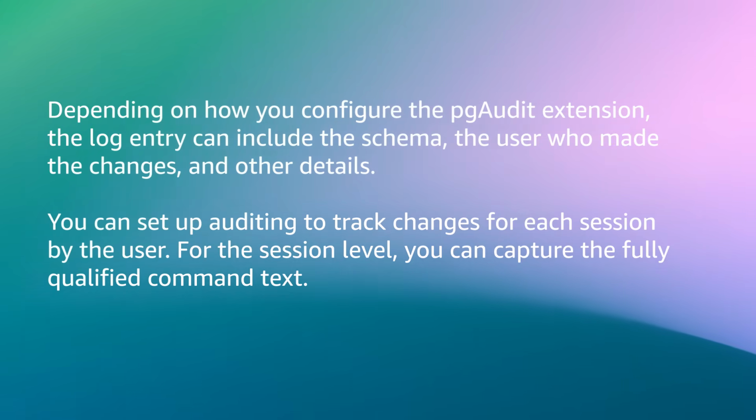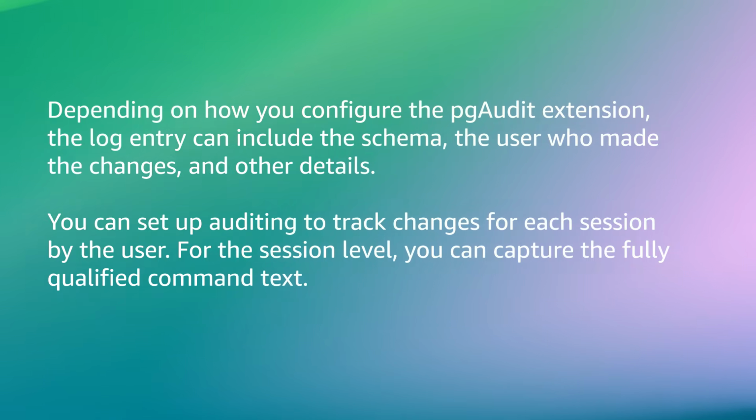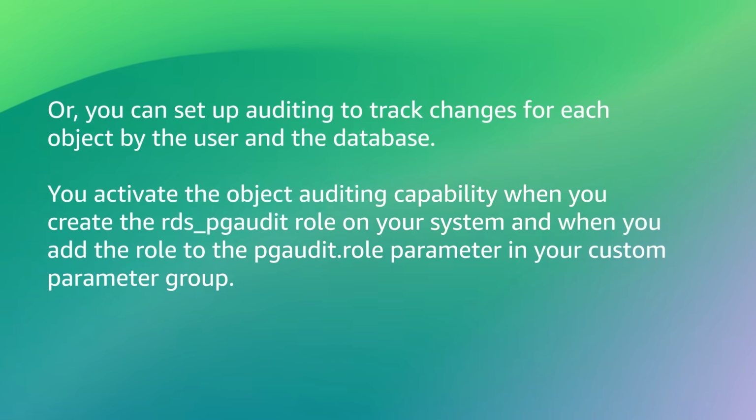Depending on how you configure the pgAudit extension, the log entry can include the schema, the user who made the changes, and other details. You can set up auditing to track changes for each session by the user. For the session level, you can capture the fully qualified command text. Or you can set up auditing to track changes for each object by the user and the database. You activate the object auditing capability when you create the rds_pgaudit role on your system and when you add the role to the pgaudit.role parameter in your custom parameter group.